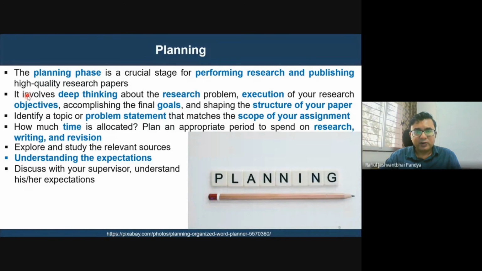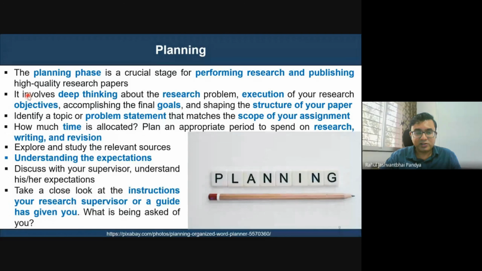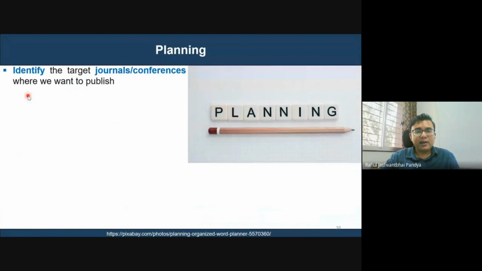Because sometimes the funding comes from the funded projects as a stipend, so we have to deliver the objectives which are already proposed in the funded project. So we have to discuss the expectations of the funding agencies or of the supervisors, and accordingly, based on the instructions, we start doing the research, right? So that's the planning phase.